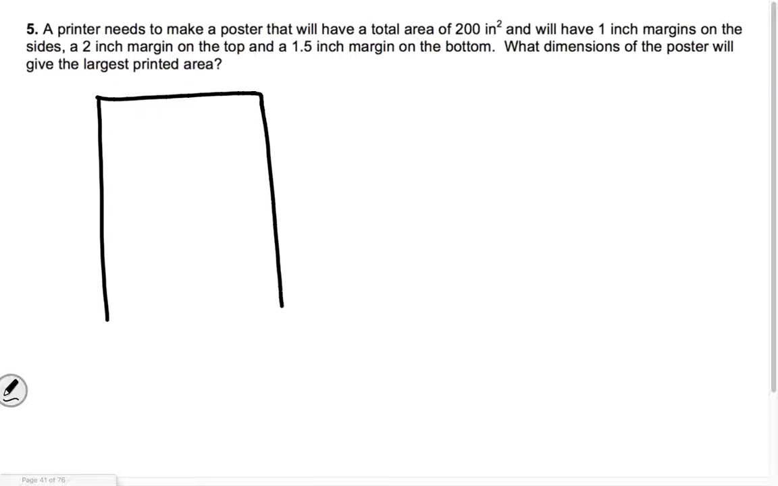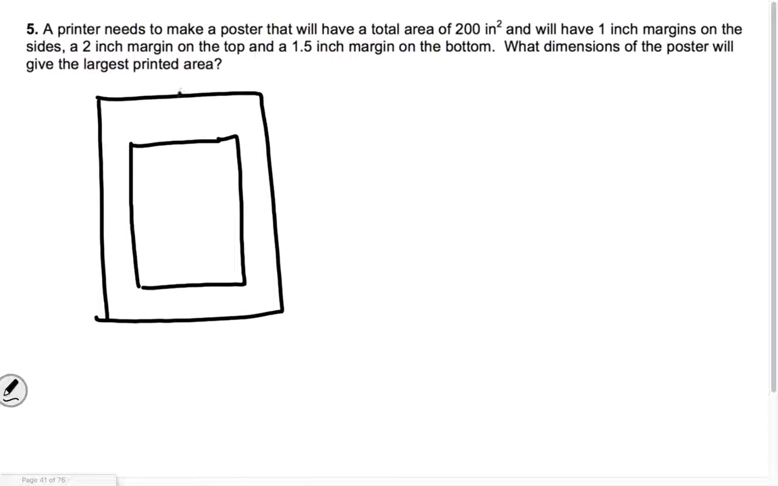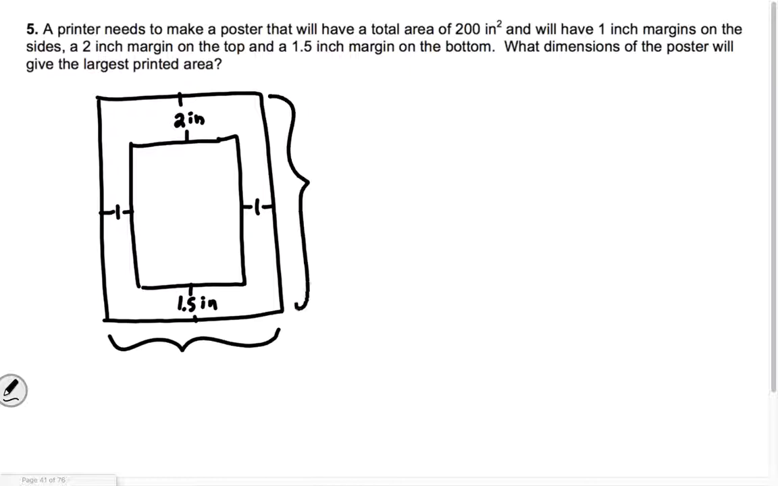So we have this poster, and the total area of the poster is going to be 200 square inches. But then we're going to have a margin along the top and the bottom, and a margin on the sides. Along the top, it's going to be 2 inches. On the bottom, 1.5 inches. And on the right and left, only 1 inch. So we want the whole poster to be 200 square inches. That could be our length times width, base times height, whatever you want to call it. So our base times height is going to be 200.